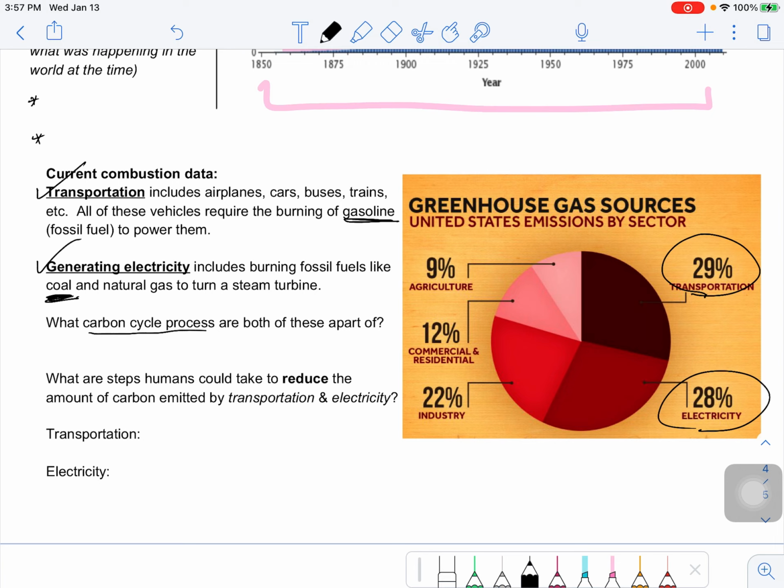So, of course, the carbon cycle process we've been talking about is that combustion. We're seeing this happen nonstop. And so here we're asking you to think about, just start that ball rolling. What can we do to reduce these levels? Maybe something you personally could do, maybe something community-wise, maybe nationwide, worldwide. There's no big or small here when we're thinking about what anyone could do to start lowering their levels of transportation and electricity. So see if you can get at least one idea for each here.